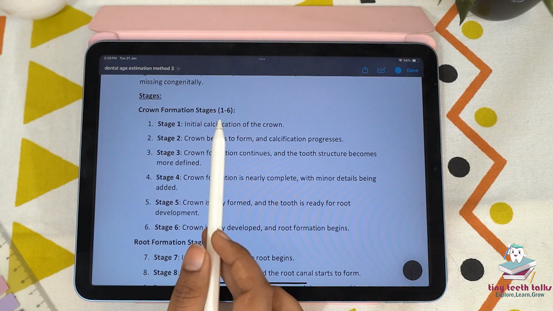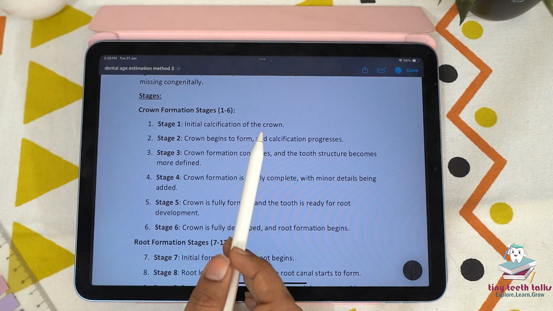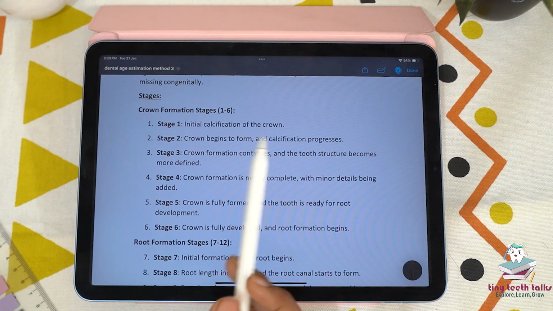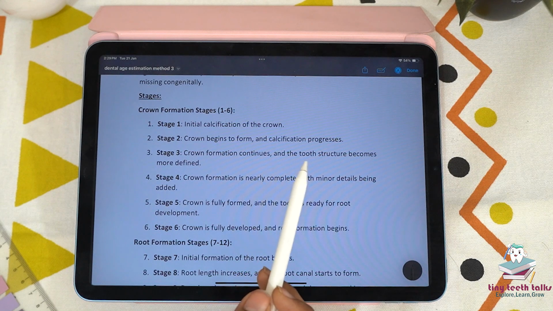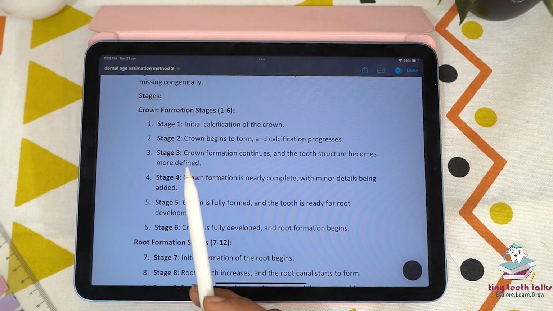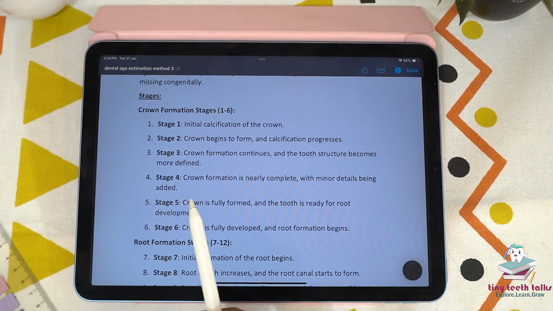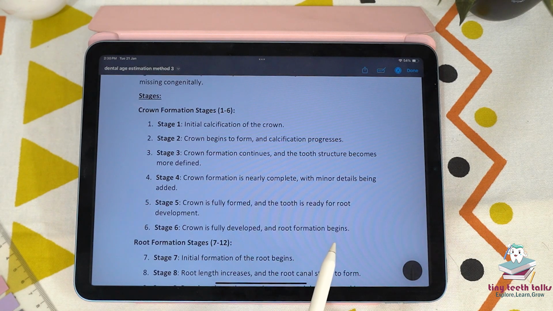Crown formation stages 1 to 6. Stage 1, initial calcification of the crown. Stage 2, crown begins to form and calcification progresses. Stage 3, crown formation continues and the tooth structure becomes more defined. Stage 4, crown formation is nearly completed with minor details being added. Stage 5, crown is fully formed and the tooth is ready for root development. And stage 6, crown is fully developed and the root formation begins.